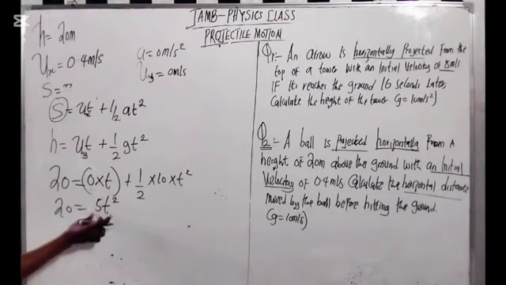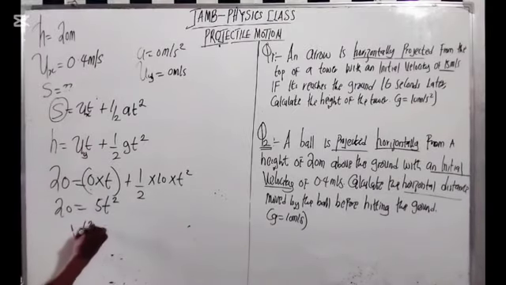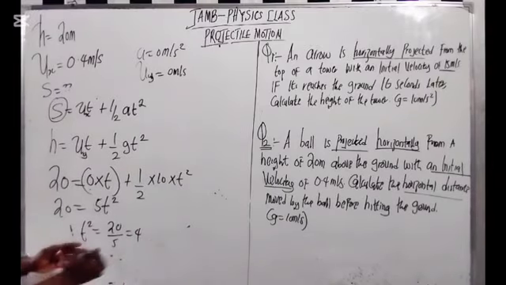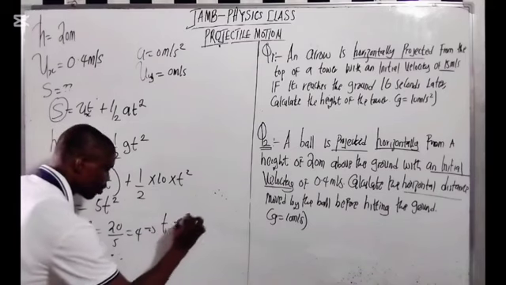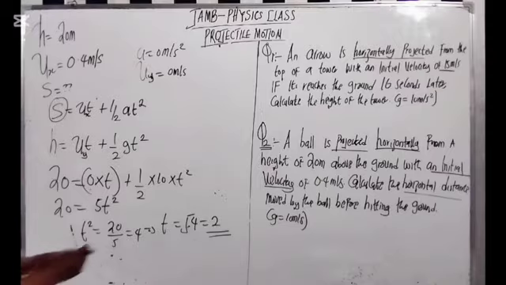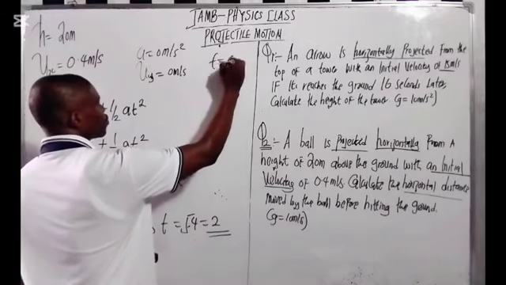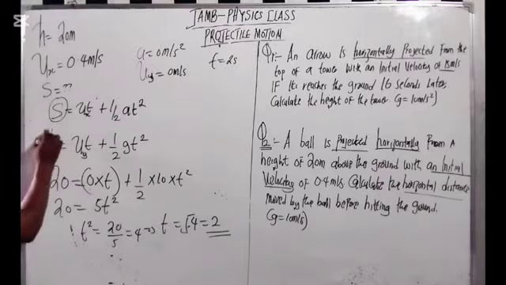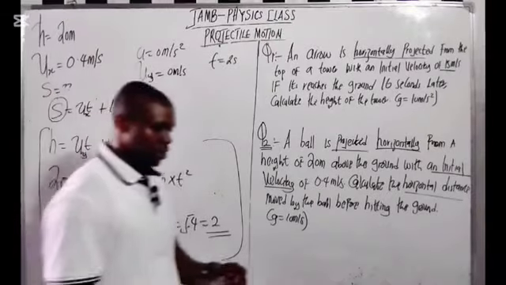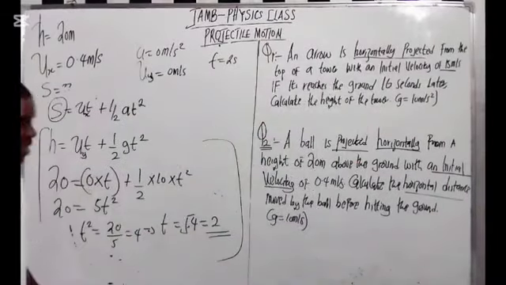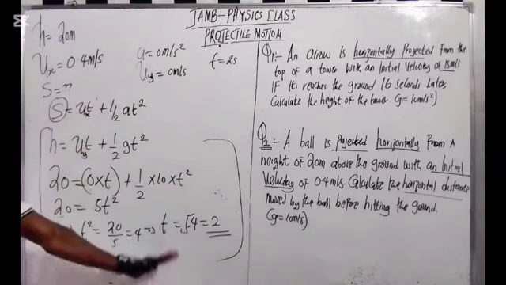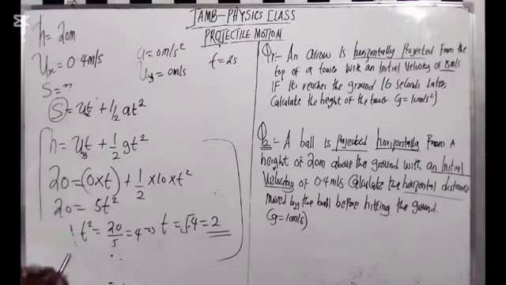To make t the subject of the formula, divide both sides by 5. Here we have t squared equals 20 over 5, which gives 4, right? What does this mean? It means t equals the square root of 4, which is 2. So my t is 2 seconds. I've already calculated the time it takes to hit the ground. Now I'm going to start solving for the distance. Pause the video and take this down so I can solve this.